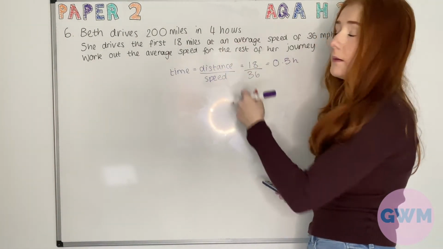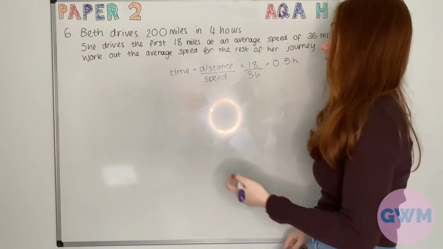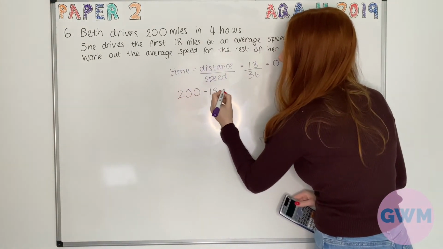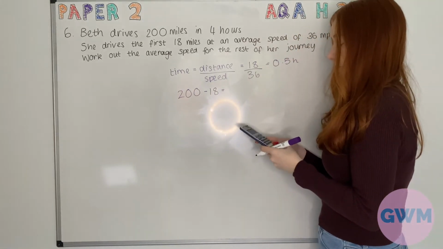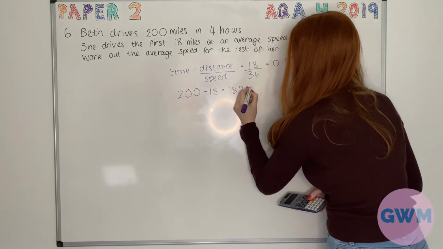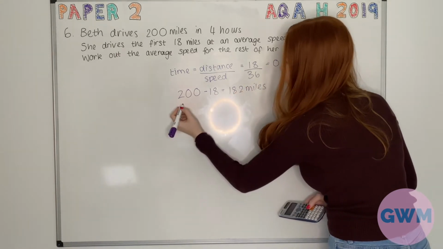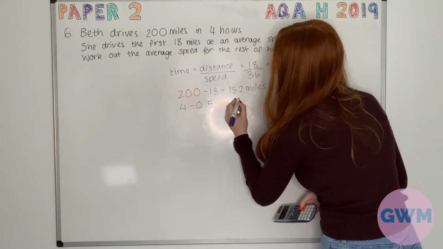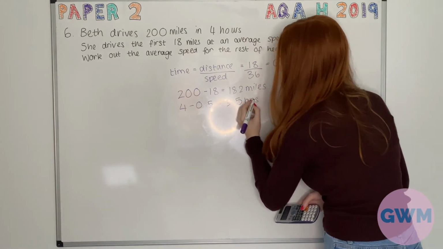So let's work out how many miles she has left and how much time she has left. Well, she's got to do 200, she's done 18. Again, using the calculator if you don't know. 182 miles remaining. And she's got 4 hours and she's used a half, meaning she's got 3.5 hours left.